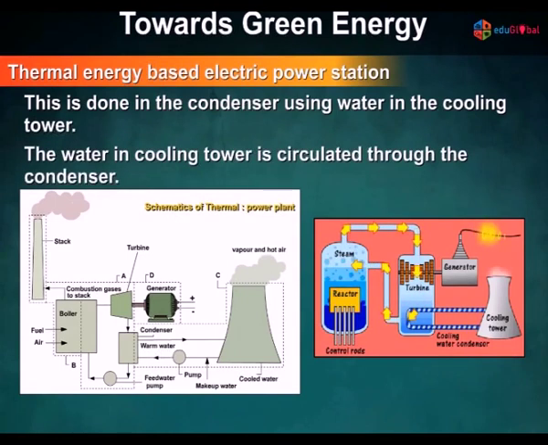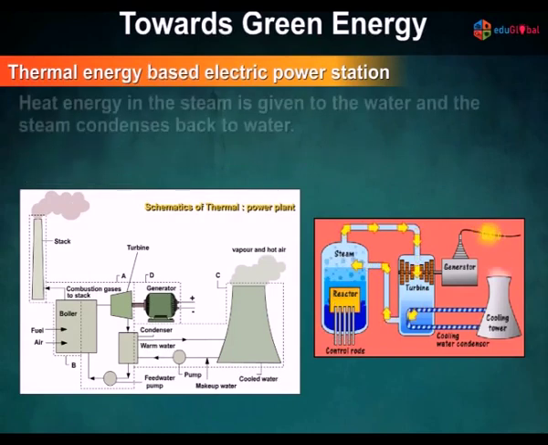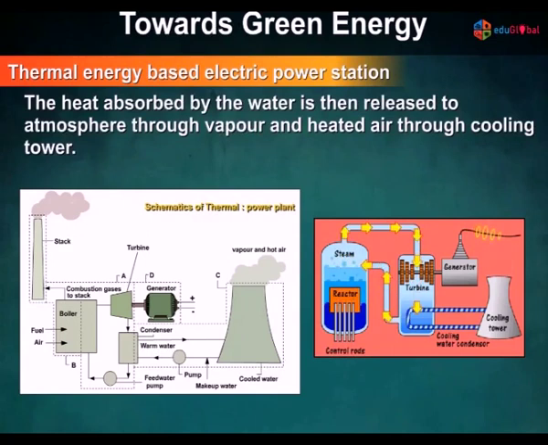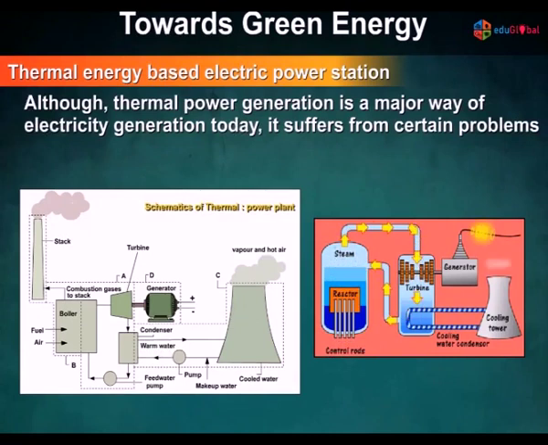The water in the cooling tower is circulated through the condenser. Heat energy in the steam is given to the water and the steam condenses back to water. The heat absorbed by the water is then released to the atmosphere through vapor and heated air through the cooling tower. Although thermal power generation is a major way of electricity generation today, it suffers from certain problems.